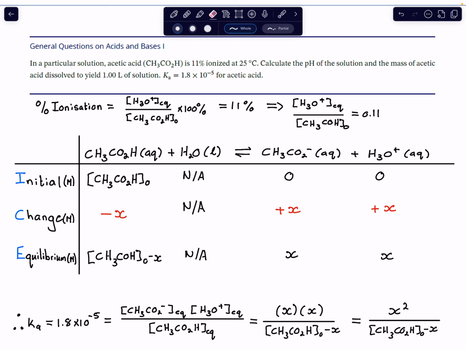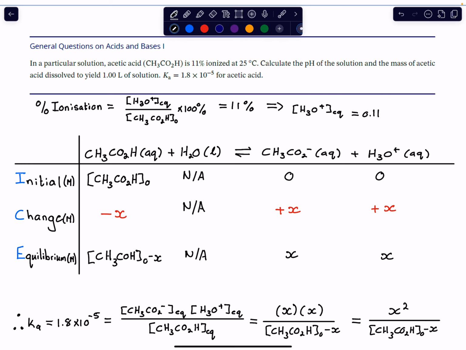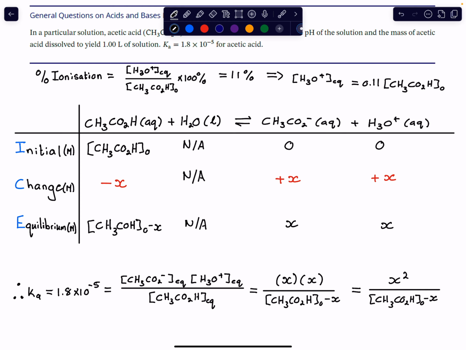And if you take this to the other side, let's rewrite it a bit more for ourselves. That means that the hydronium ion concentration is equal to 0.11 times the initial concentration of our acid, which makes sense because that's literally what it means. It means 11% of our acid is hydronium ion. That's what percentage ionization means. It means 11% of the original acid becomes hydronium.